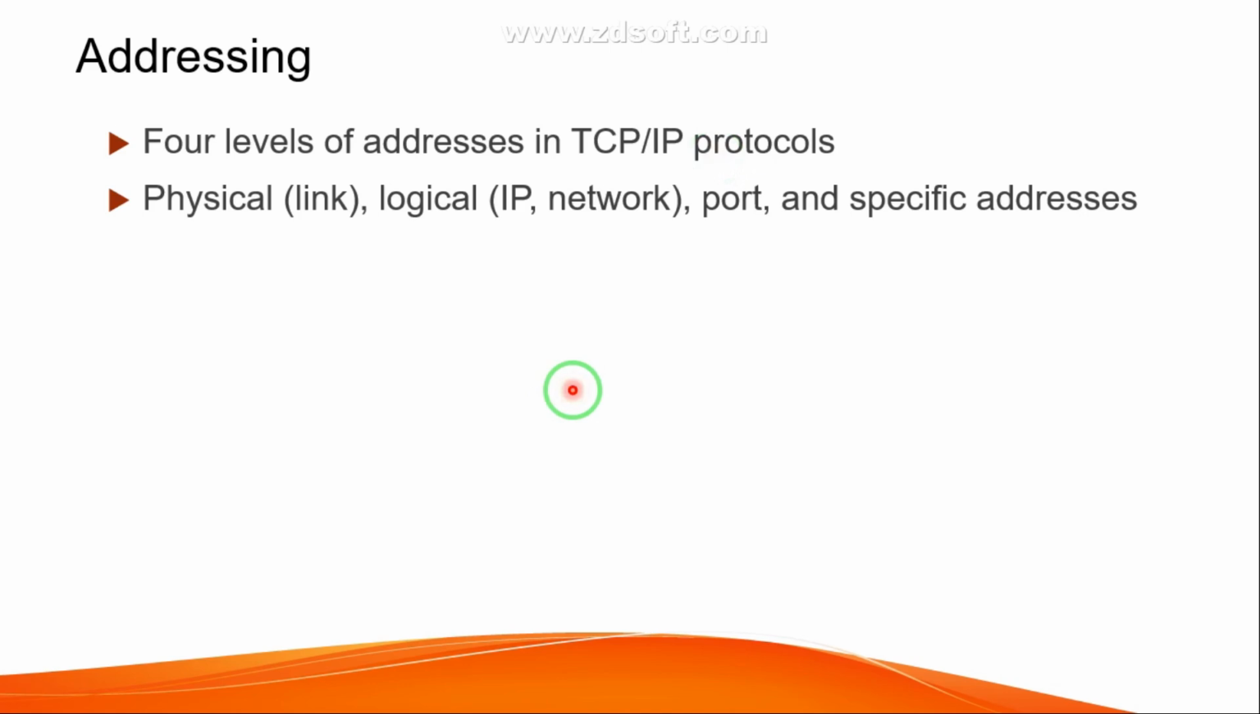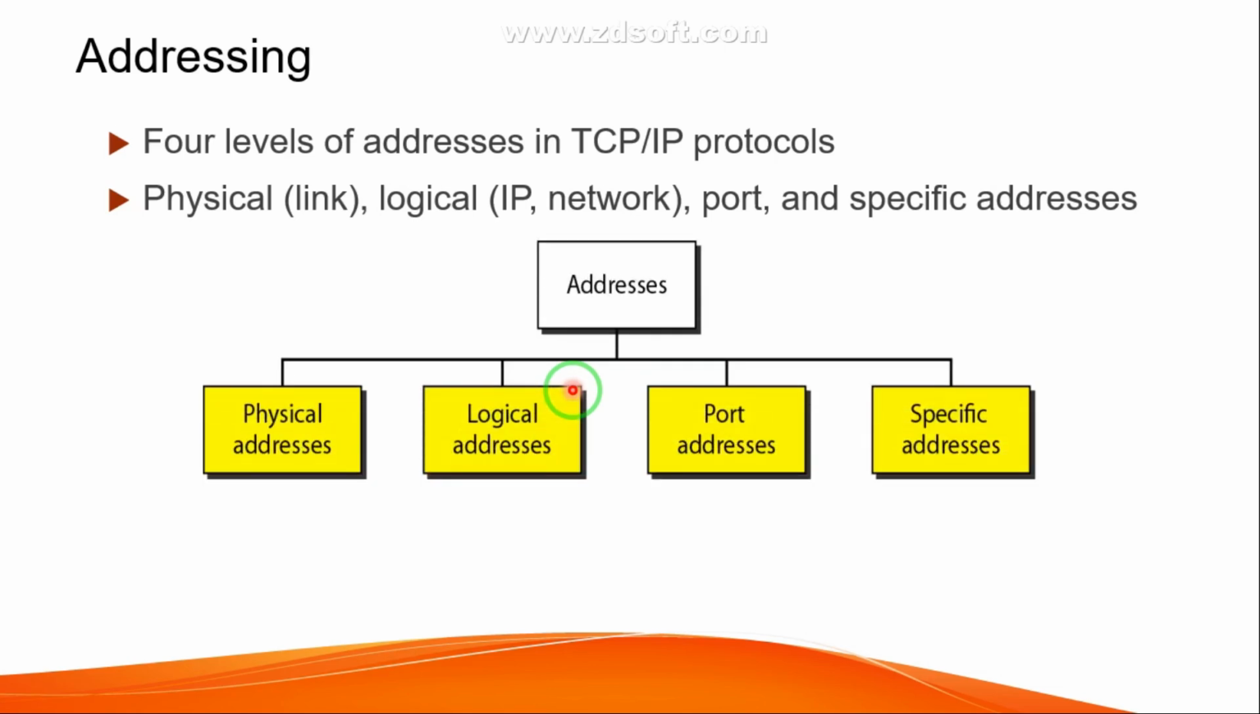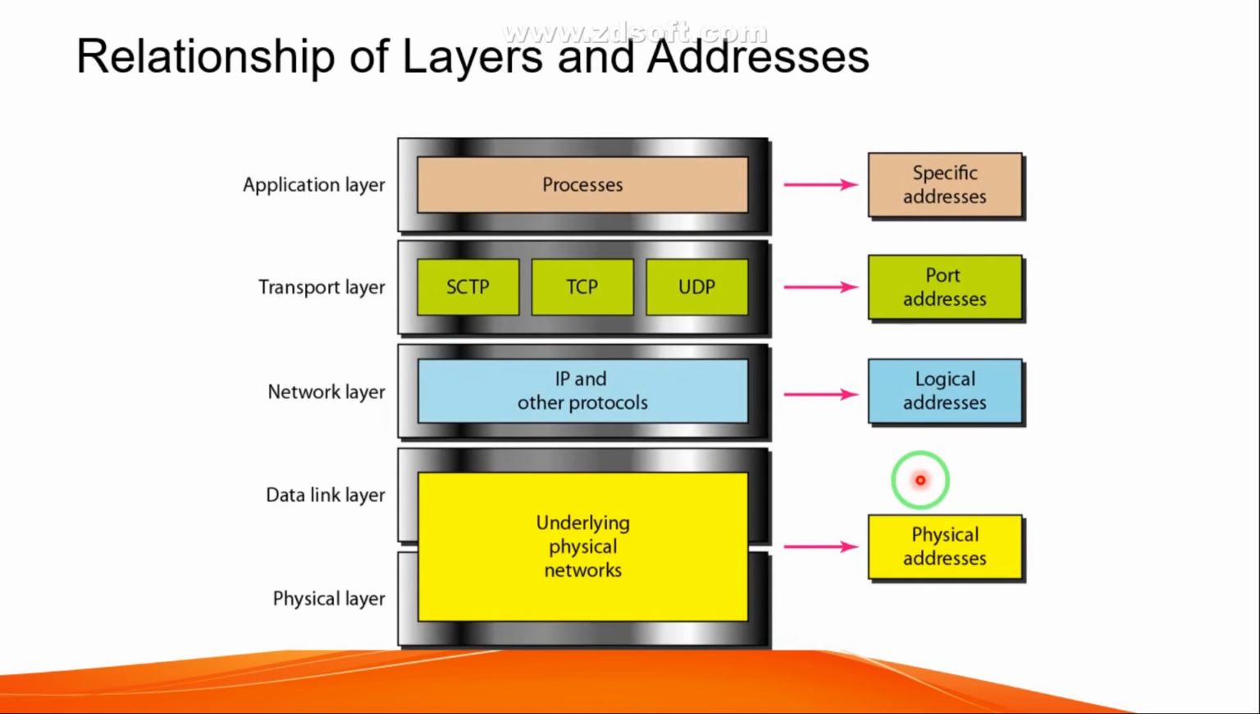So four levels of addresses are used in TCP/IP protocols: the physical address, also called the MAC address or Ethernet address; the logical address, also called the IP address; the port address; and the specific address. So what is the relationship of layers and addresses? It has been shown that the physical address is given by the physical layer, the logical address by the network layer, the port address by the transport layer, and the specific address by the application layer.